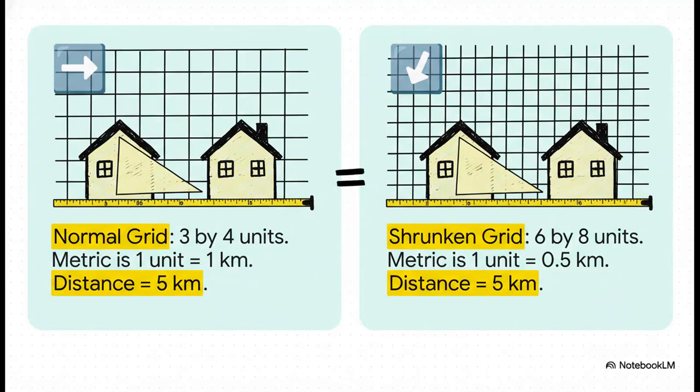Okay, so imagine we shrink our grid by half. All of a sudden, the coordinate numbers that describe the distance double. Now it's 6 units by 8 units. But did the houses actually move further apart? No, of course not. So to make sure the real distance stays the same, our metric has to change to compensate. Our new metric becomes 1 unit equals half a kilometer. And look at that, the physical reality, 5 kilometers, stays exactly the same.